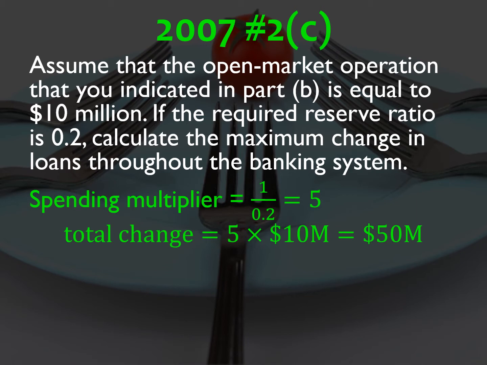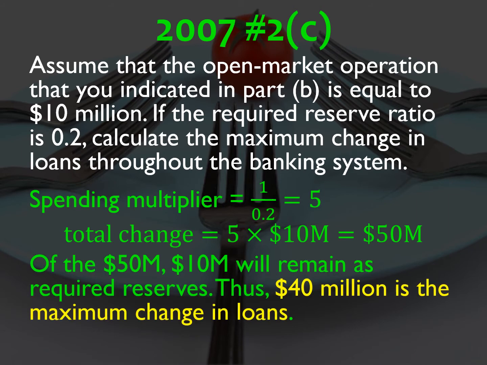Now the thing is, with that 50 million bucks, it's going to be deposited into banks. Here's where the required reserve ratio comes in. $10 million of that 50 million is going to remain as required reserves, which means $40 million is going to be the maximum change in loans.